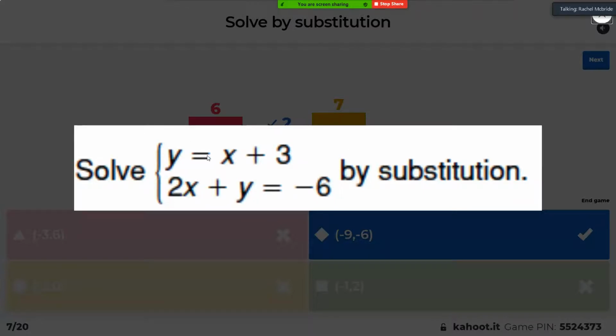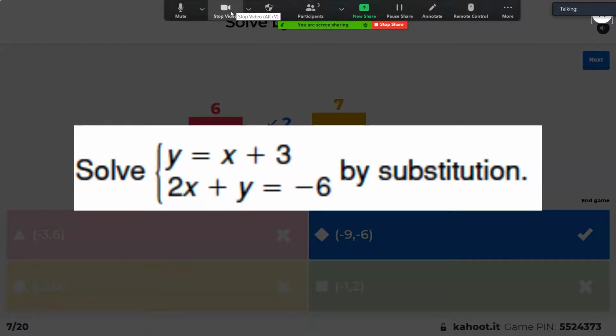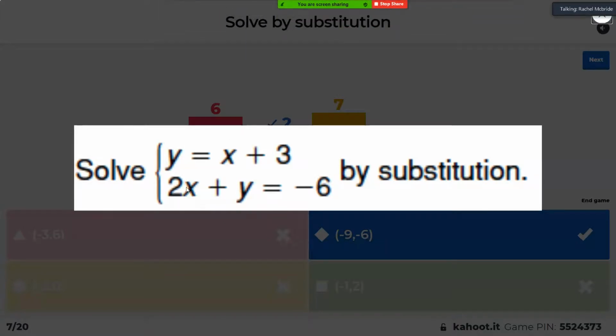Alright, so you plug in y equals. So if you plug in y equals here, you get 2x plus 3 equals negative 6. 2x plus x is 3x. Subtracting 3 to the other side, you get 3x equals negative 9.